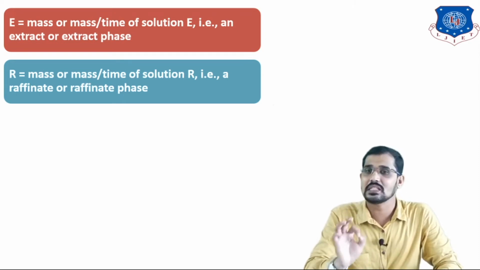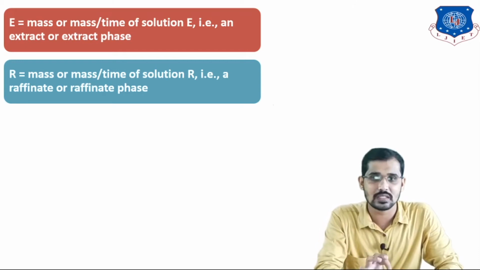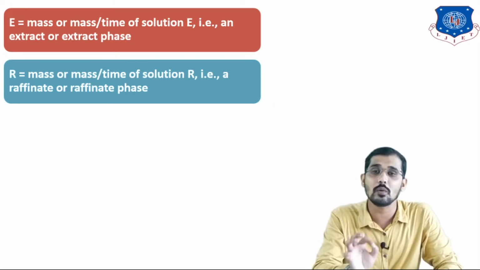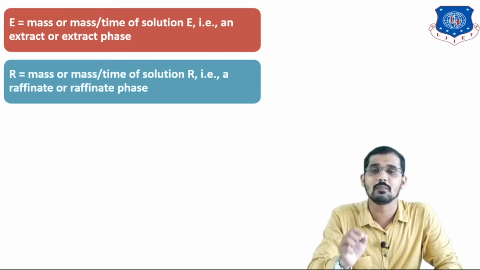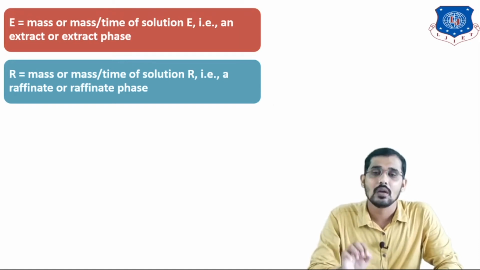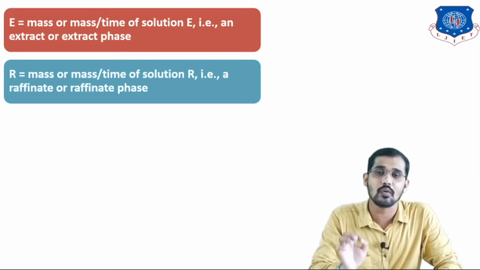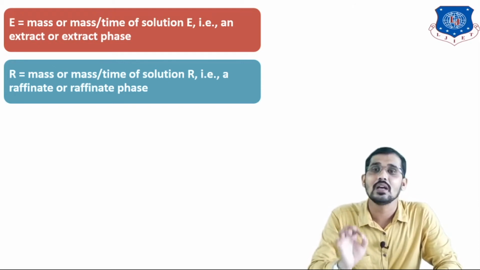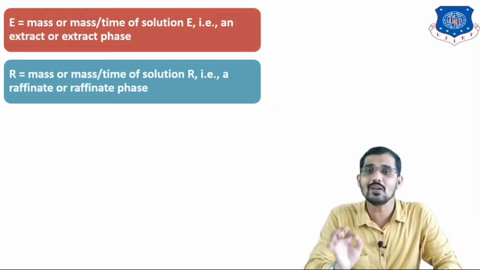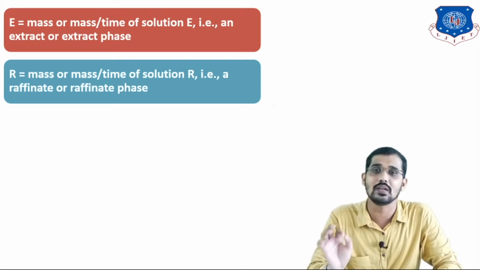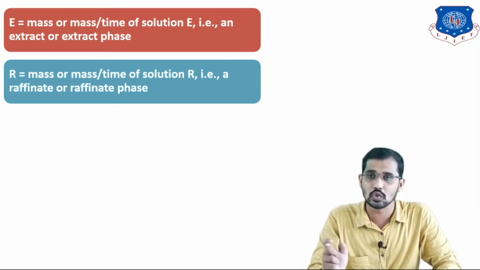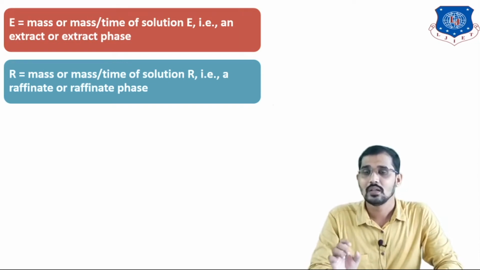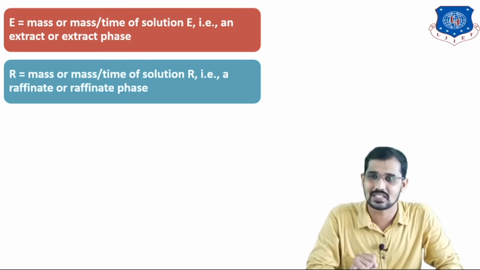In simple language, E is the mass of the extract phase. The extract phase is one of the outlet streams of the liquid extraction, and R is the mass of the raffinate phase, which is the other outlet stream of the liquid extraction, or I can say the raffinate stream, which is the unwanted stream from the liquid extraction. Whatever solute we are removing from the liquid solution, or feed solution, is present in the extract phase.